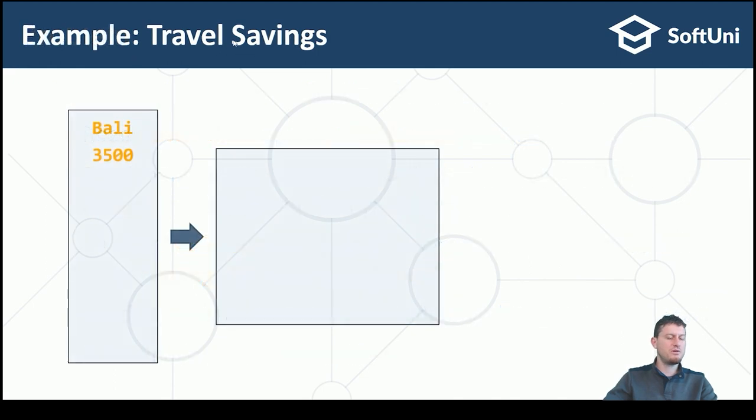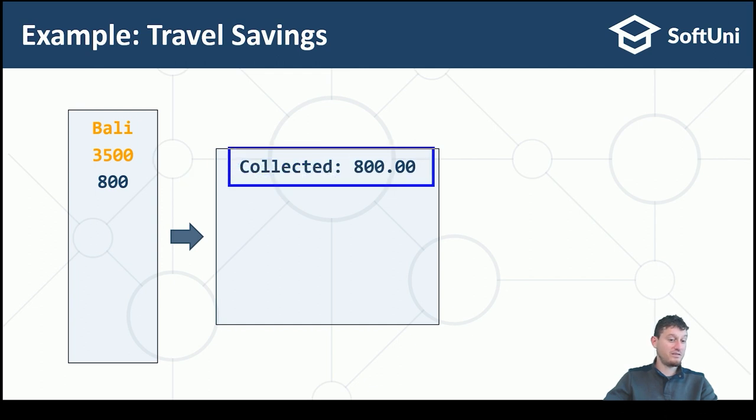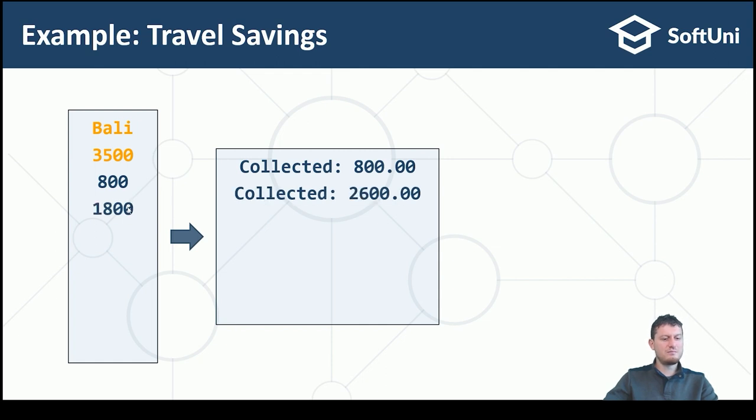I'll show you the example. So we enter Bali, and the budget for Bali is 3,500 in this example. The first savings entered is 800. So we have collected 800 starting from zero for the Bali budget. Later, we collect or save more, 1,800. So together this sum is 2,600. It's still less than the required budget, 3,500. So we need to collect more money.